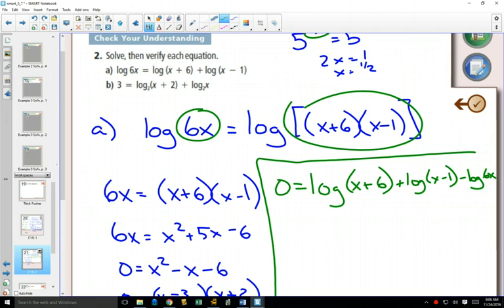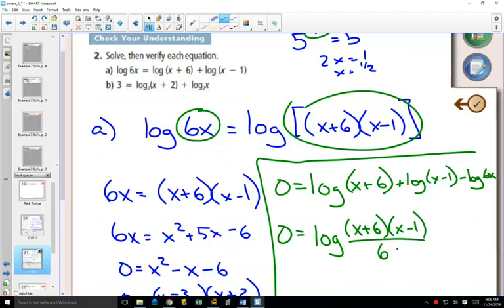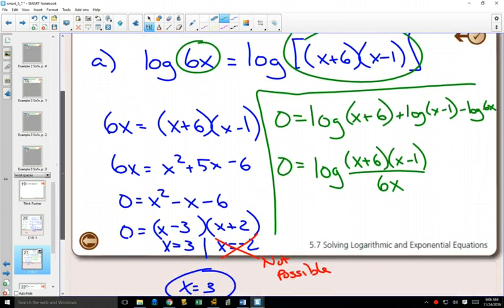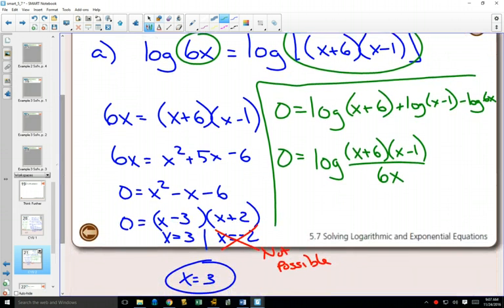Now, we have log laws for adding and subtracting. And you could put these all together all at once. The positive ones are going to be in the top of your fraction. The negative one is going to be in the bottom of your fraction. And we've succeeded in getting this to a single log. Once it's a single log, you change it to exponential form.